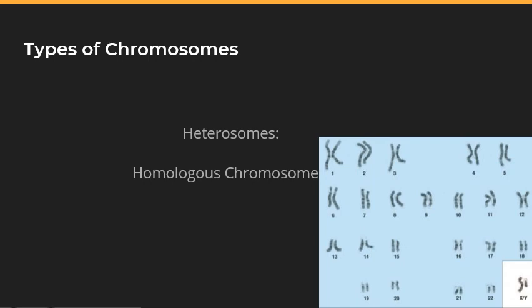On this slide, we will discuss heterosomes and homologous chromosomes. Heterosomes are another term for sex chromosomes, which include our X and Y chromosomes. Homologous chromosomes are pairs of chromosomes that have the same genes in the same order, although they may carry different alleles. One homologue is inherited from each parent. Homologous chromosomes are involved in genetic recombination during meiosis.